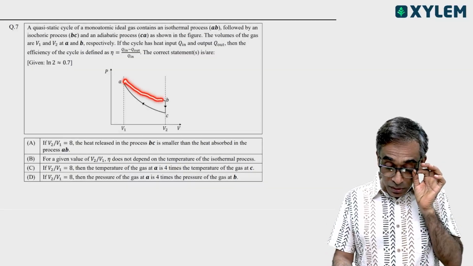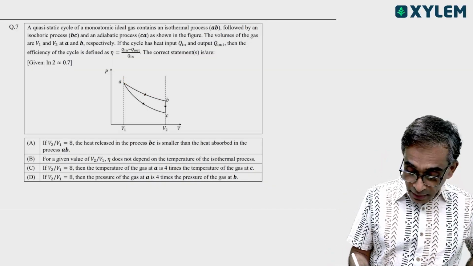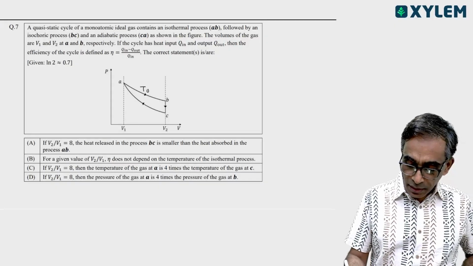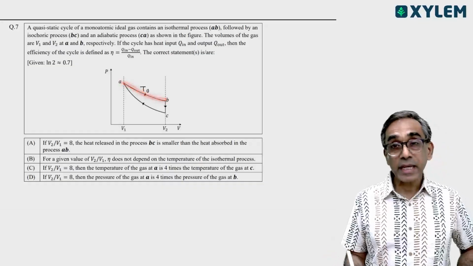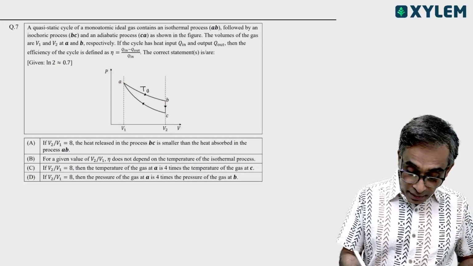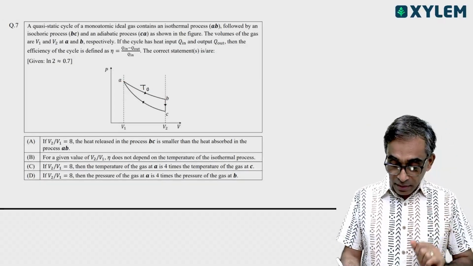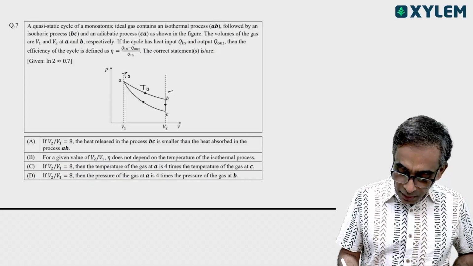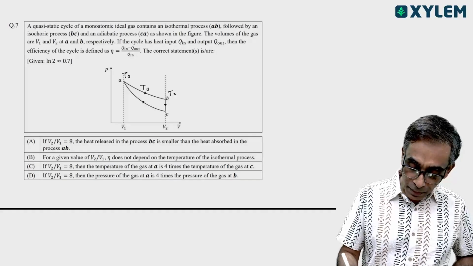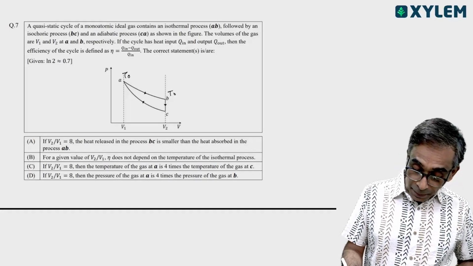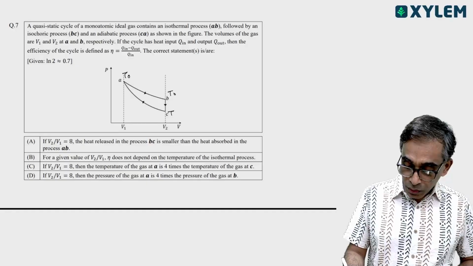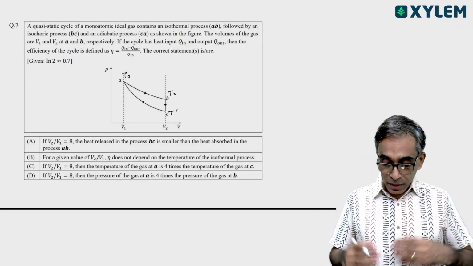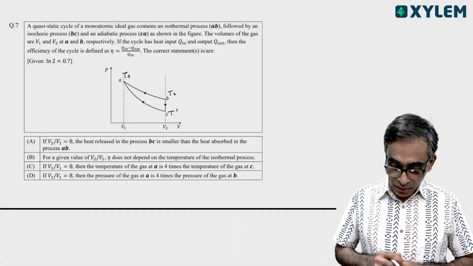Because isothermal is constant. So let us say the temperature throughout the isothermal process AB is T0. So that means the temperature at A will be T0, the temperature at B will be T0. And temperature in C should be different. It could be T dash. The pressure is decreasing, so temperature should change.